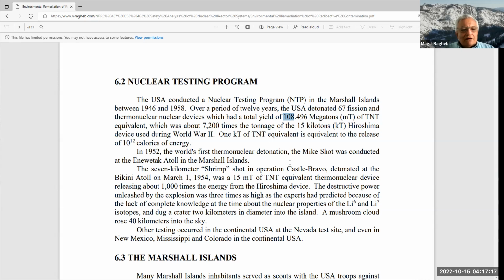The first thermonuclear detonation happened in 1952. That was thermonuclear, meaning that it was a hydrogen bomb, if you want to call it this way, because it used the two isotopes of hydrogen, deuterium and tritium. And it was a DT fusion reaction in that case that was generated. And that first test was named the Mike shot. One of the devices was named Shrimp. I'll show you a picture of it in a moment.